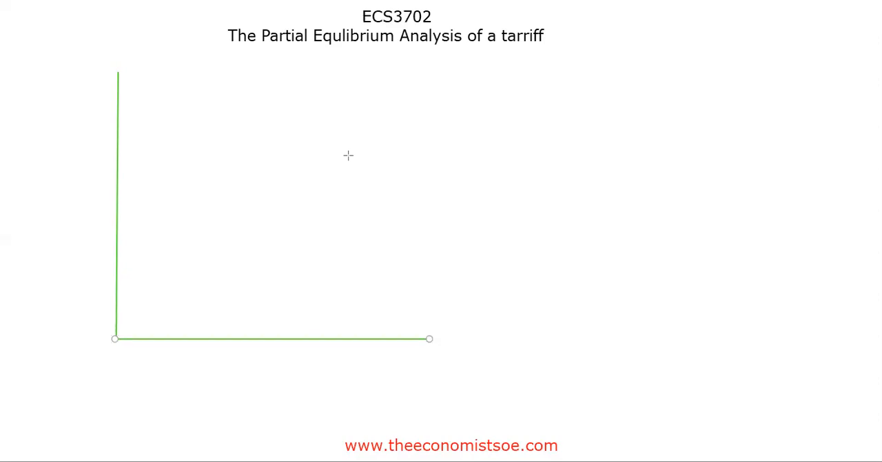Okay, so on this axis we have the price. This could be the price of any product. Let's say it's maize. This is the price of maize. On this axis we have the quantity of maize.